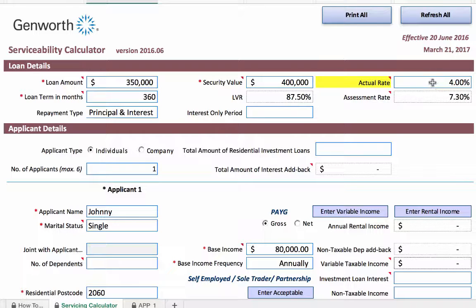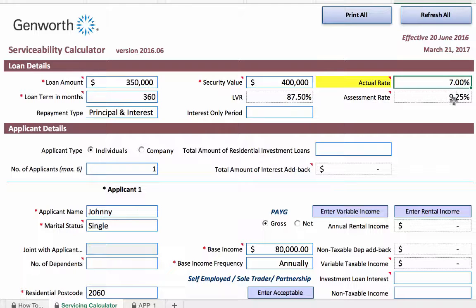Just to explain, we're putting the actual rate on the loan here, but the lenders will have their own assessment rate. If I put 1% there, it doesn't go below 7.3, so this is Genworth's floor rate. That's the lowest rate that they'll use as your assessment rate. If I change that to 7, see how it goes up. So there's at least a 2.25% margin for Genworth. All banks are pretty much the same.